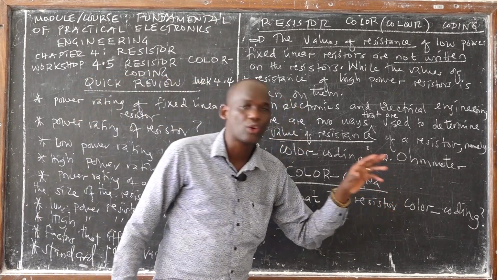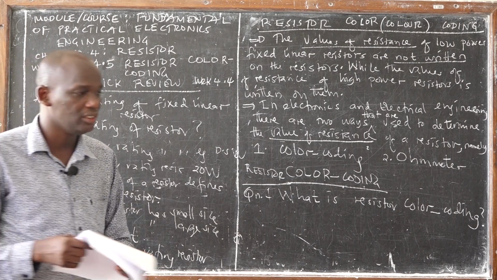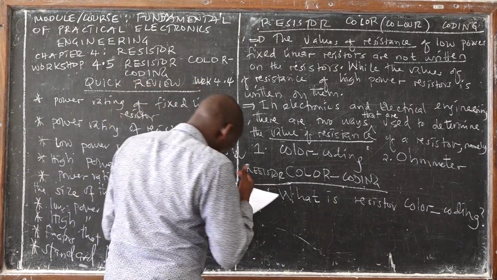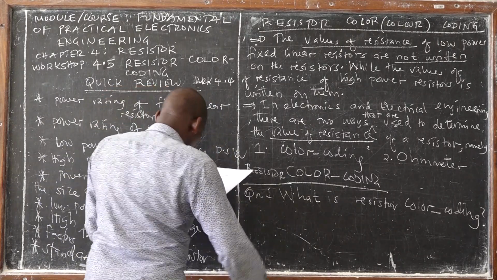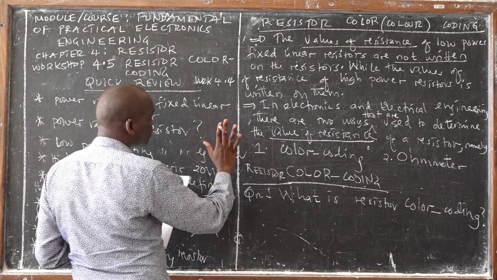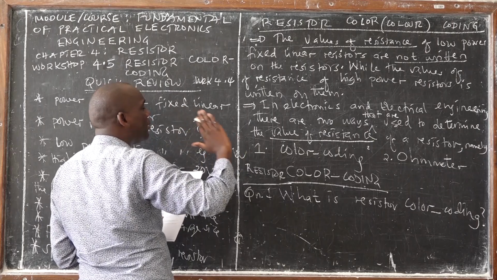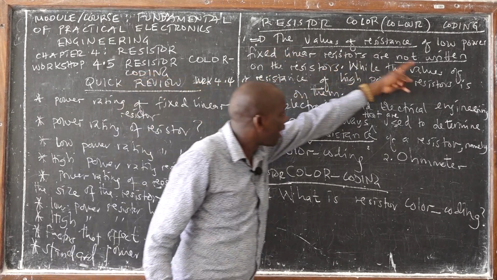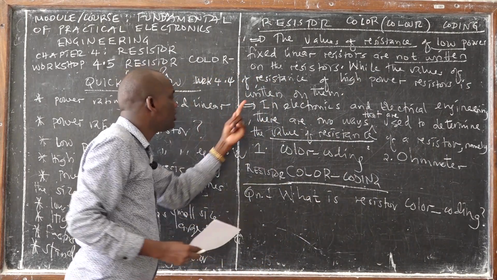So again, resistor color coding. We have seen those amazing colors, but possibly we have never thought about what they mean. What are the meanings of the color coding? What is resistor color coding? Remember the problems I have analyzed. It means the need for us to learn. Why should we learn about the resistor color coding? I have shown the necessity here: the values of resistance of low power fixed resistors are not written on the resistors.